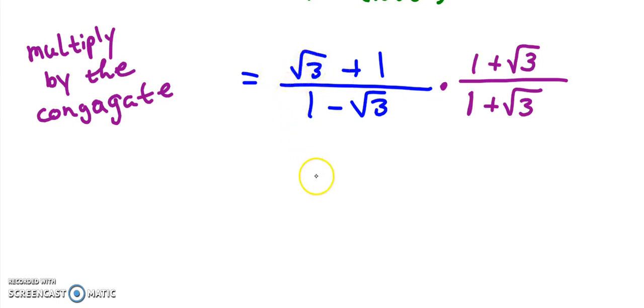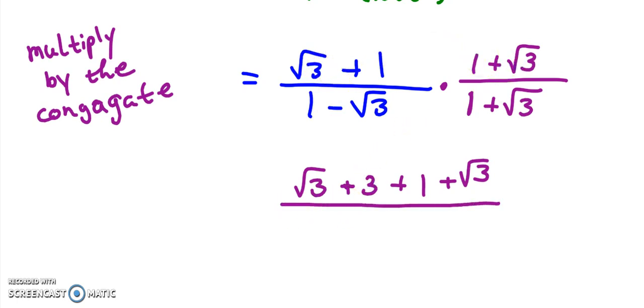And so if we do that part here, we get the numerator, if we FOIL that out, we get square root of 3, and then we do square root of 3 times square root of 3, sorry, my fault. I lost my train of thought. And then we do 1 times 1, which is 1, and then 1 times the square root of 3, which is square root of 3. Sorry, this is supposed to be a plus right there. So square root of 3 times square root of 3 is a positive 3.